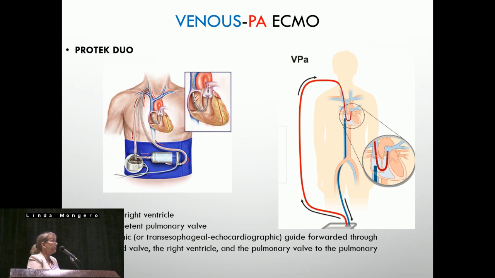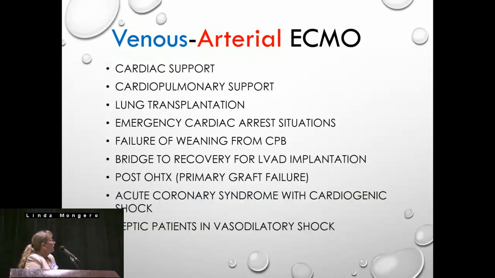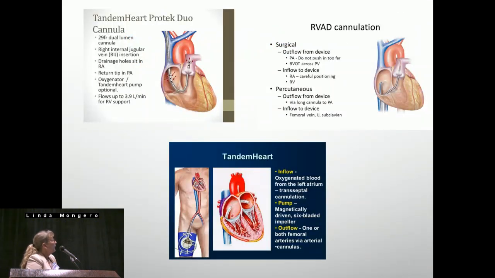And I think that was mentioned previously in a presentation this morning, but as it's been purchased by LivaNova. Okay, let's just take a look at the three configurations. So the Tandem Heart Protect Duo cannula is a 29 French dual lumen cannula, and you can see, as I said, that it goes through the right heart and sits in the pulmonary artery.